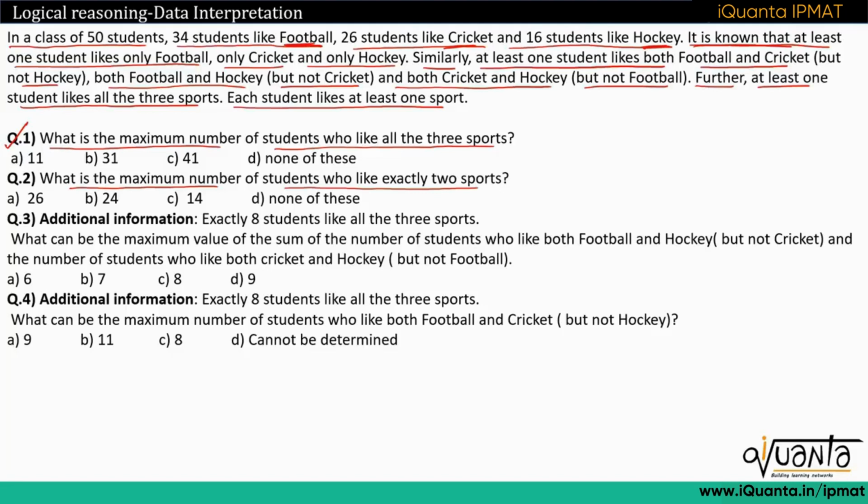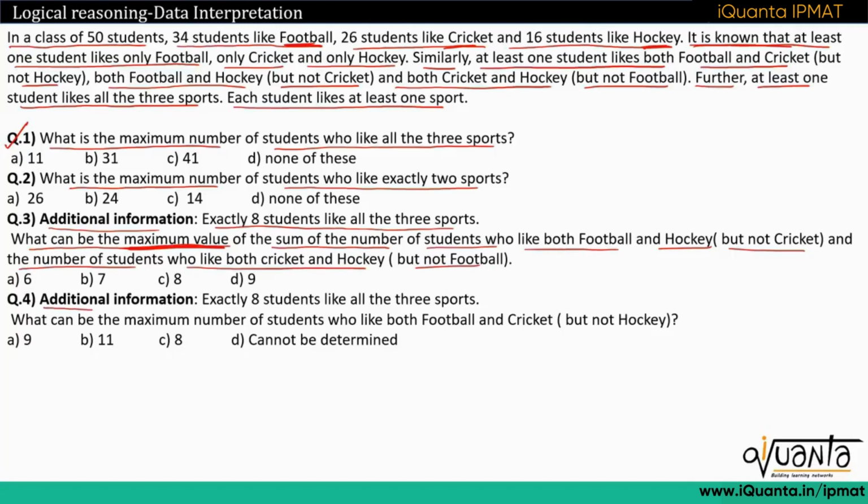Third one is, we have some additional information over here. Exactly 8 students like all the three sports. Then what can be the maximum value of the sum of the number of students who like both football and hockey but not cricket, and the number of students who like both cricket and hockey but not football? So again we have the word maximum over here, so it means that this is based upon optimization again.